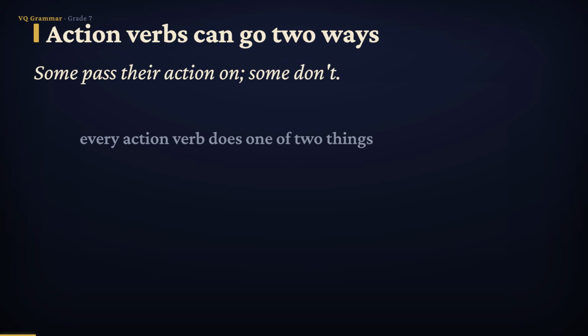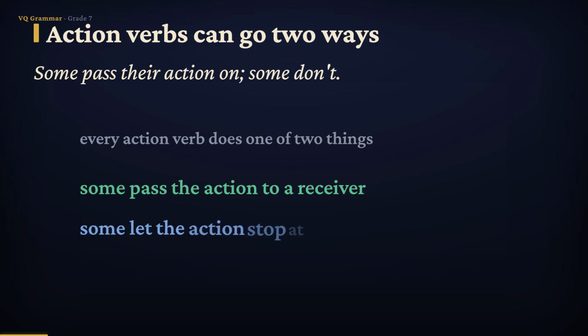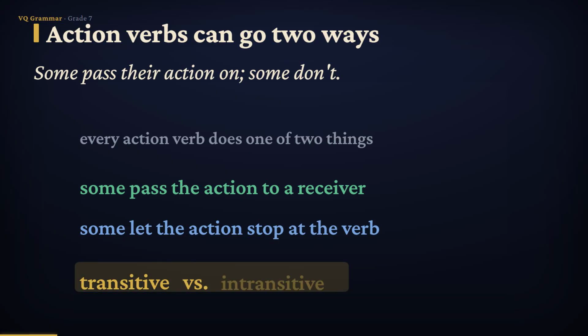Every action verb you use does one of two things. Some verbs pass their action along to a receiver, a word that catches the action. Others don't. The action simply happens and stops right at the verb. Those two groups have names. When the verb has a receiver, we call it transitive. When it doesn't, we call it intransitive. Learning to tell them apart is today's whole mission, so let's dig in.